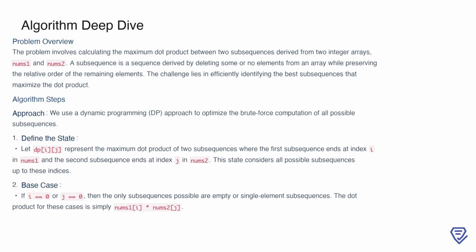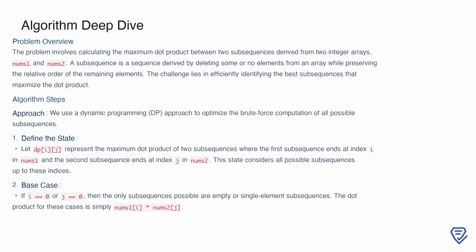In this problem, we're tasked with finding the maximum dot product between two subsequences derived from two integer arrays, nums1 and nums2. A subsequence, as you might recall, is formed by removing some or none of the elements from an array while maintaining the relative order of the remaining elements. The challenge is to compute this maximum efficiently, as the brute force approach of trying all possible subsequences would be computationally expensive. To solve this, we use dynamic programming.